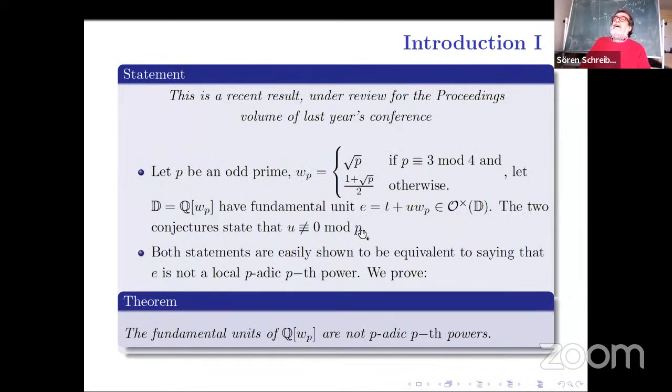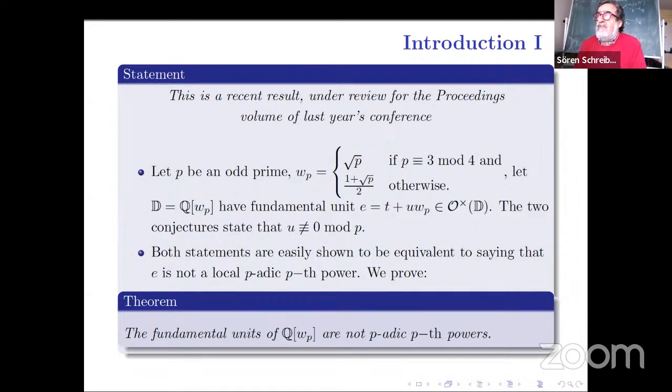This is a result that is under review for the proceedings of last year's conference. Take a prime p and the discriminant W_p of the quadratic field Q(√p). Define the fundamental unit of this quadratic field D containing √p by t plus u W_p. Then the classical statement of the conjecture says that u is not 0 mod p.